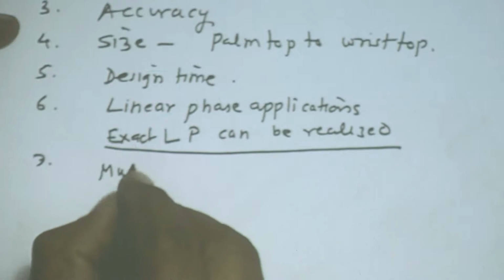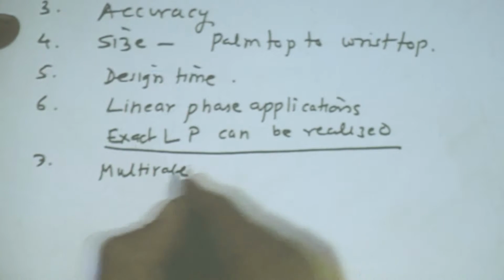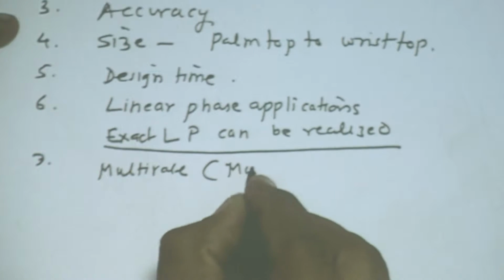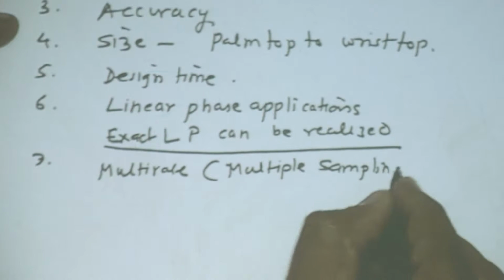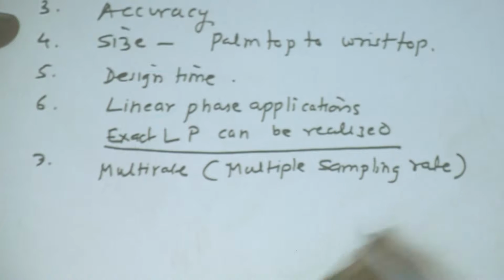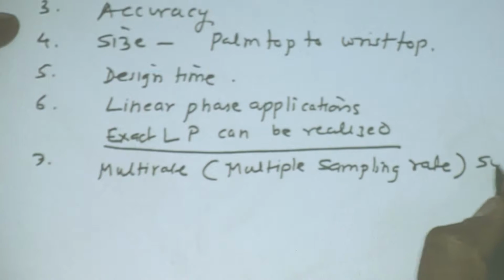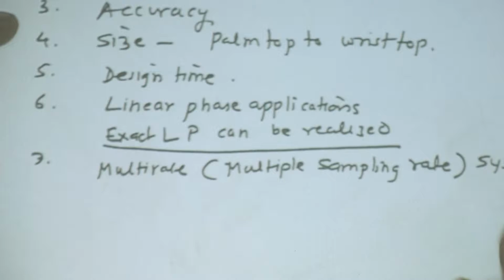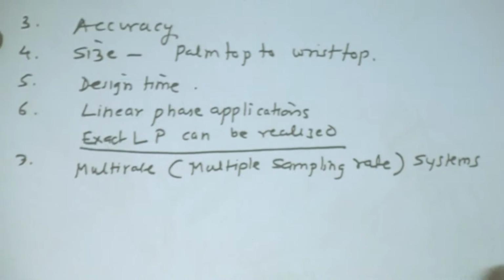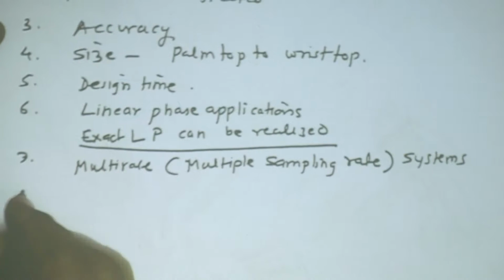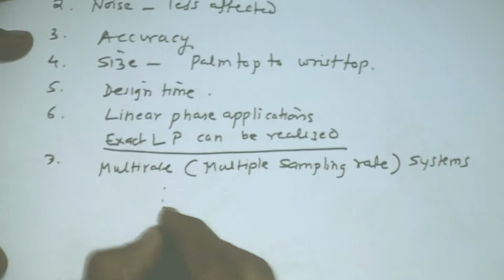Next there is a concept called multi-rate. Multi-rate is multiple sampling rate, multiple sampling rate systems. This is possible only in the digital domain, and there are so many.